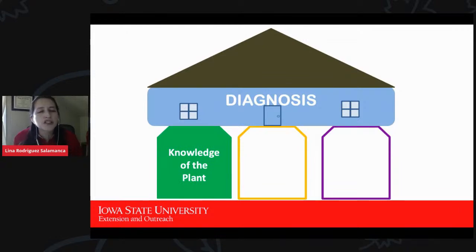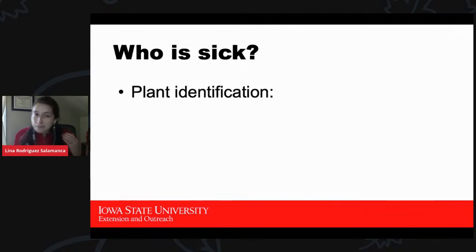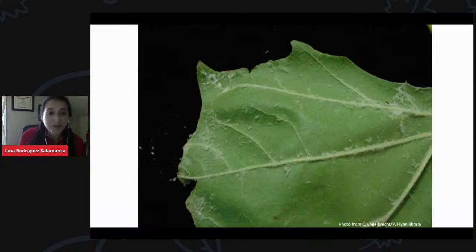So let's talk about knowledge about the plant. I am a plant pathologist, a microbiologist. I live in a world of microorganisms. I spend my life under the microscope. So the knowledge of the plant is very important. You need to know who is sick, so plant identification is very important. I reach out to a lot of my horticulture colleagues for plant ID so that I know who I am looking into, who is the plant that I'm dealing with. Why? Because it's very important to know what is healthy. Very often I get this question in the clinic.